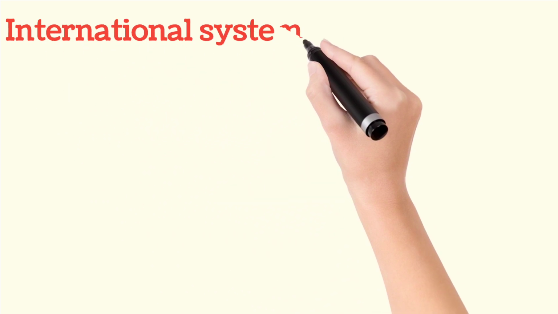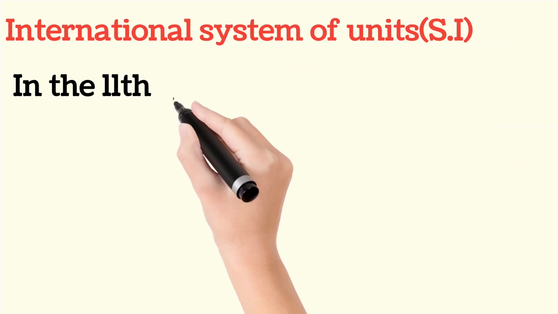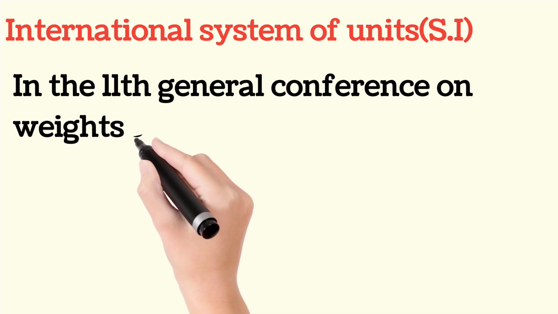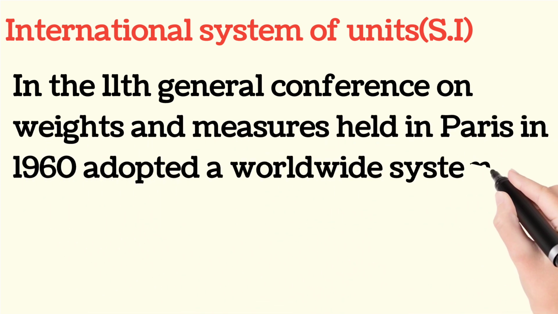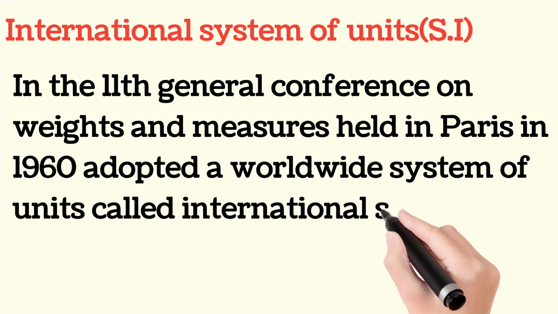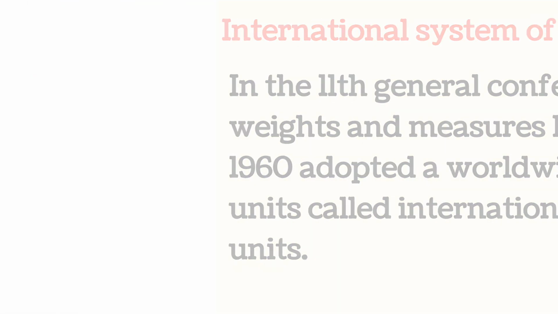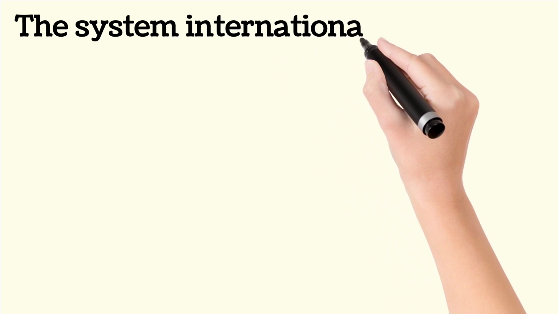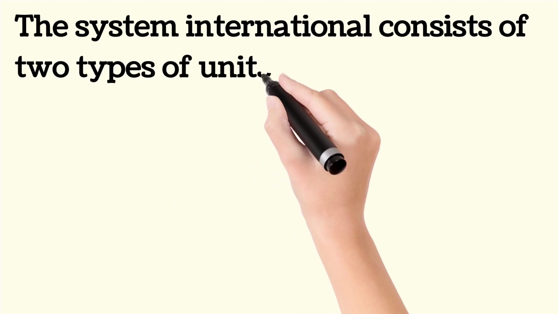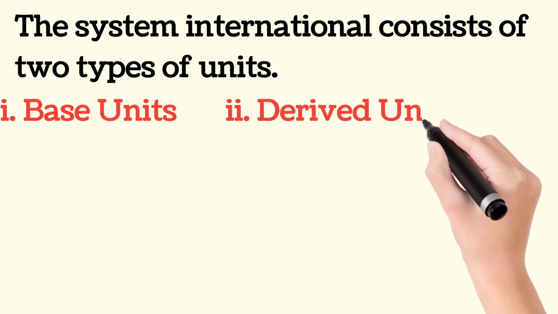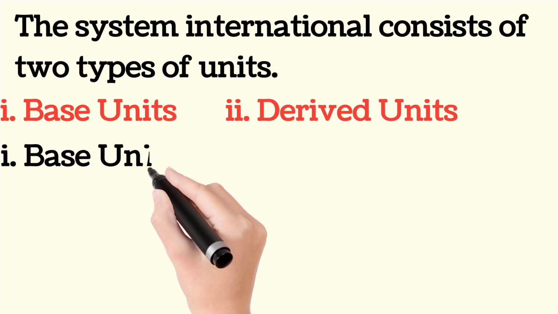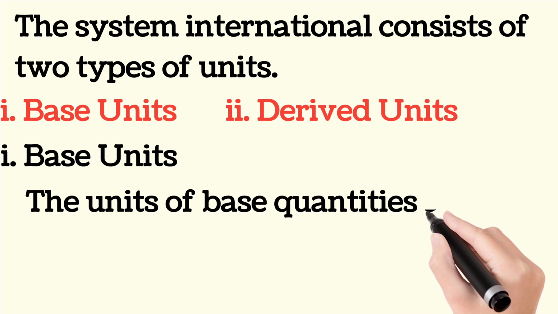International System of Units. The 11th General Conference on Weights and Measures, held in Paris in 1960, adopted a worldwide system of units called the International System of Units. The International System consists of 2 types of units. 1. Base units. 2. Derived units. What are base units? The units of base quantities are called base units.